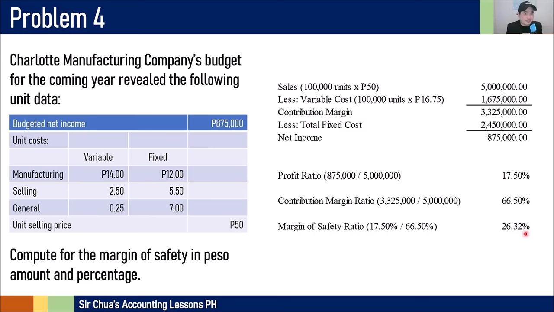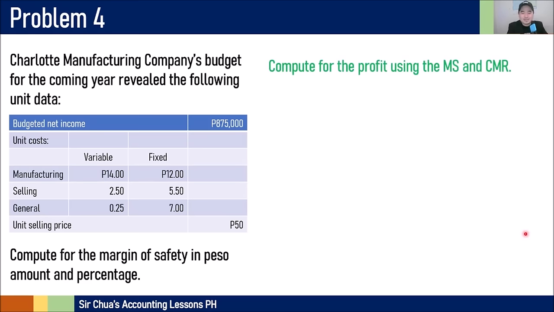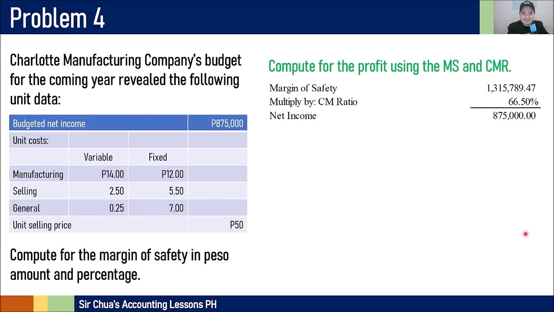Okay, now, why did we compute that? What is the essence? It goes like this. Let's compute the profit using the margin of safety and the CM ratio. Why? Let's see. Your margin of safety is 1,315,789.47. Then your CM ratio is 66.5%. If you multiply the two, the resulting net income is 875,000.